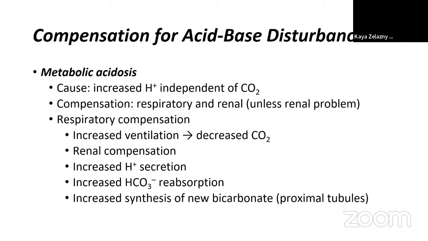And then our second line of defense here is, if it's not a renal problem, if it's like you ate something or you're bleeding, if it's an issue that doesn't have to do with your kidneys, then you can also do renal compensation. If it's an issue with your kidneys, you're not going to involve renal compensation here because that's the part of the system that broke. So in the respiratory compensation for metabolic acidosis, you're going to start breathing faster. You're going to increase your ventilation, meaning you're breathing off more CO2. So you're going to see decreased CO2 levels in the blood.